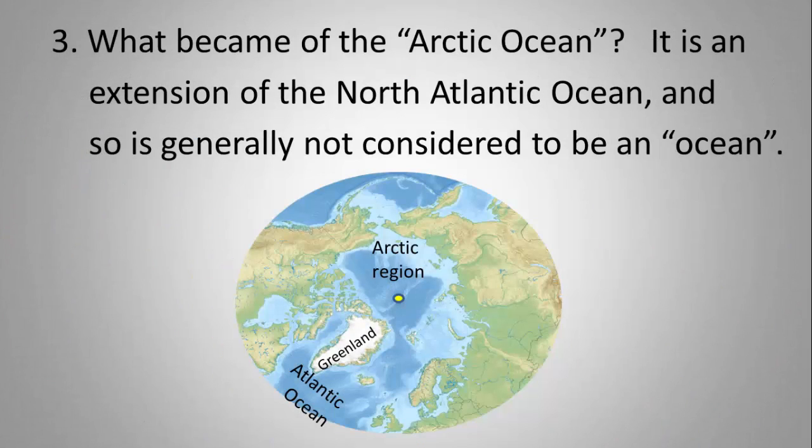Perhaps you've heard of the Arctic Ocean. It's still there, but it's now considered to be an extension of the North Atlantic Ocean, and so in general, we don't consider it to be an ocean in and of itself. So you can see with this image that there's quite a connection between the North Atlantic going past Greenland and right up toward the North Pole where the yellow dot is. So that's why the Arctic region is now considered just part of the Atlantic Ocean.